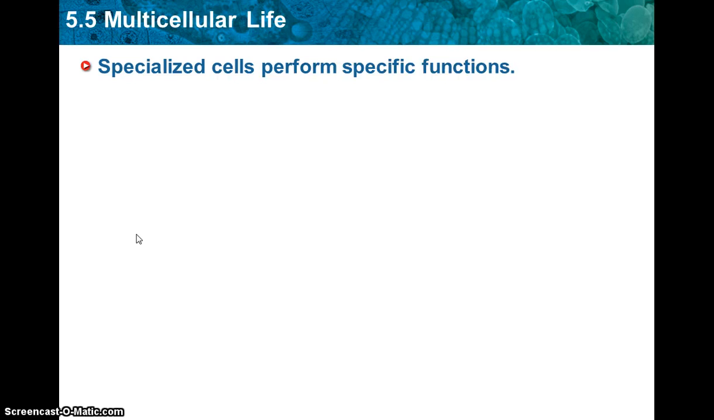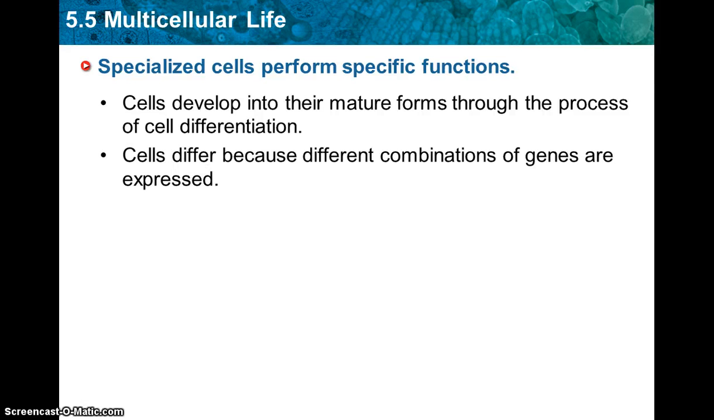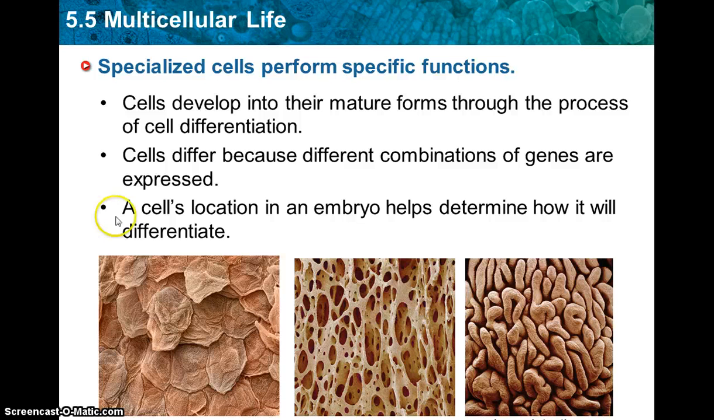Specialized cells perform specific functions. Cells develop into mature forms through the process of cell differentiation. Because cells have different combinations of genes expressed, and cells' location in the embryo helps determine how they will differentiate. So differentiate just means how they are going to be different.